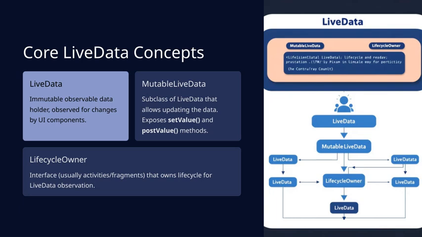Let's start by exploring the core live data concepts. Live data is an immutable observable data holder, which means it holds data that can be observed for changes, but you cannot change it directly from outside. It's designed to be observed by UI components like activities and fragments, keeping the UI in sync with data updates seamlessly. Now, mutable live data is a subclass of live data, and this is where the key difference comes in.